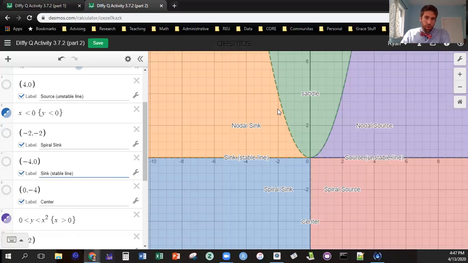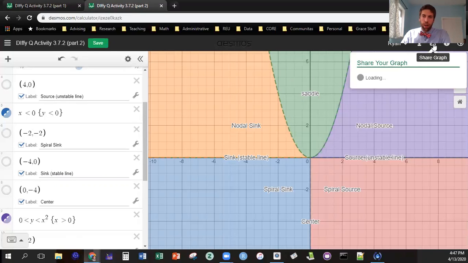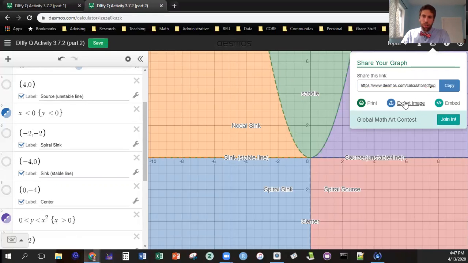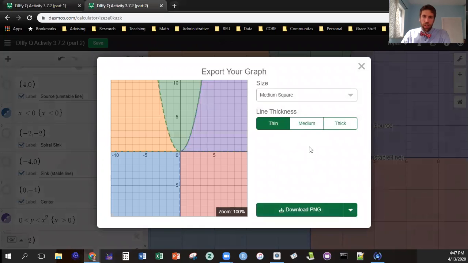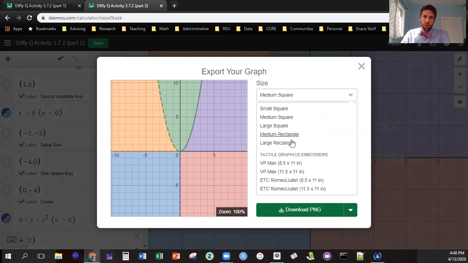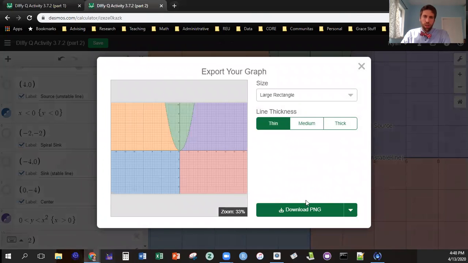And if you would like to use Desmos for your homework, if you don't like drawing graphs by hand, then make sure that you share the graph and export as an image. And then let's make this a large rectangle perhaps. And then let's download the PNG file and put it in your homework document. That is the easiest way for me to grade it for sure.